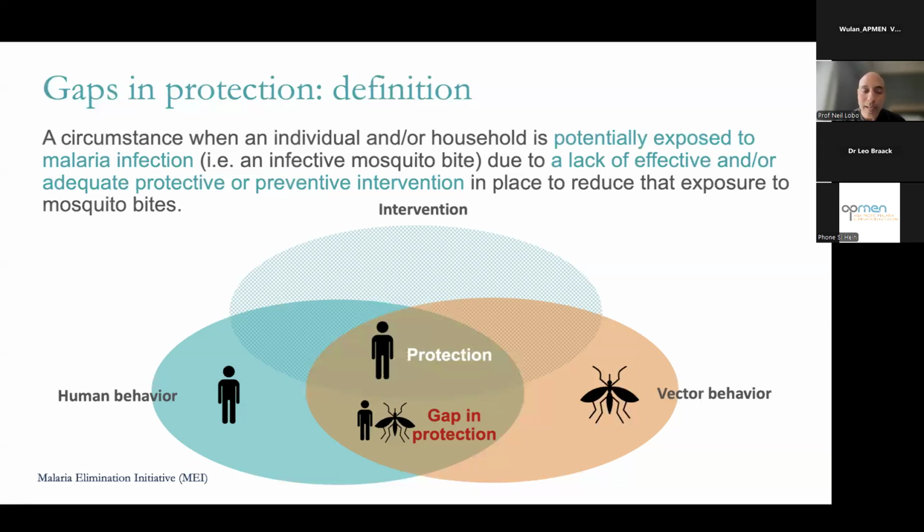Like they don't have a bed net, or they don't use their bed net, or the mosquitoes are biting outside that space where the bed net is effective. So a gap in protection is anywhere basically that's not protected. This is a term we've been using a bunch because we feel it's so important to understand, both in terms of space and time: where and when are people getting exposed to malaria, in addition to how we can protect them.